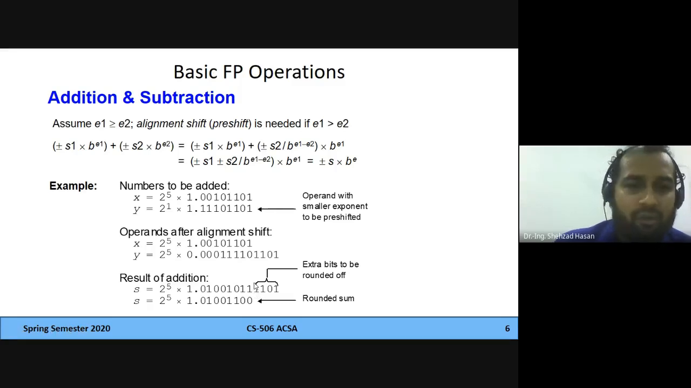So how many extra bits do we need? That's another topic which we are going to come to later. But you don't really have to store all these bits, and there is a way to determine how many extra bits you actually need in your final result to get as much accuracy as required.